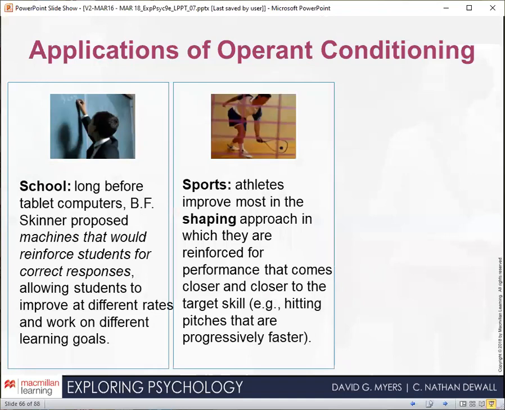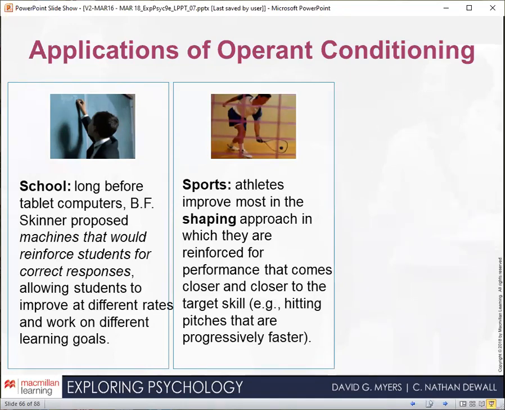We see operant conditioning in sports. Athletes improve most in the shaping approach in which they are reinforced for performance that comes closer and closer to the target skill, hitting pitches that are progressively faster. So we see people who are in sports psychology use this quite a bit, who are helping professional athletes and professional teams to get the most out of their performances, either if it's an individual tennis player or a team sport.